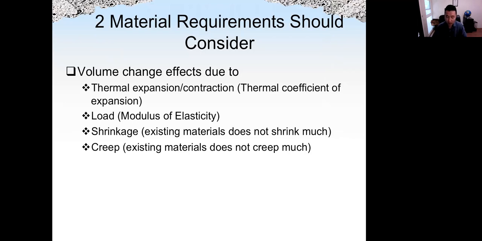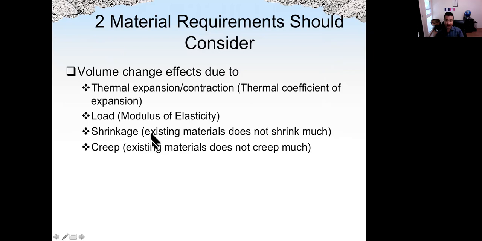So material requirement should also consider volumetric change due to temperature change. This is controlled by the coefficient of thermal expansion. Due to loading, that is controlled by the strength and the modulus of elasticity of the materials. And volume change due to shrinkage.